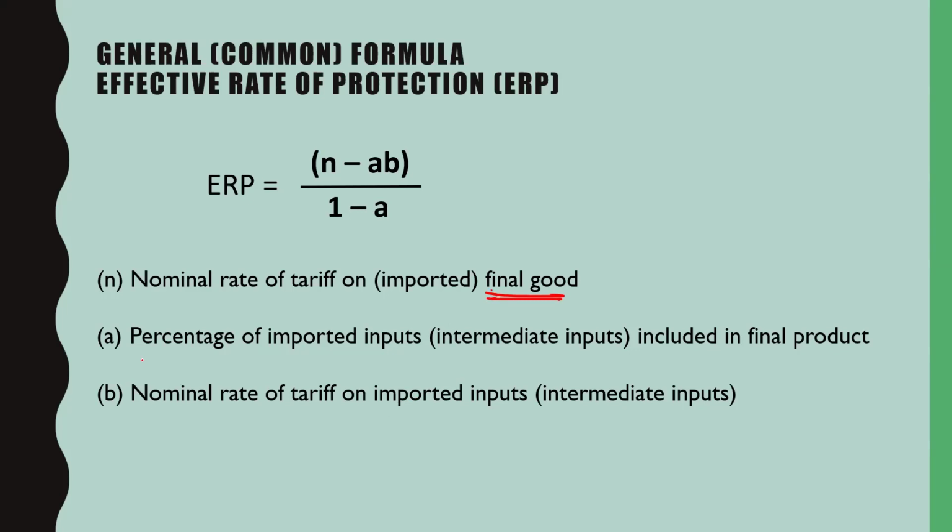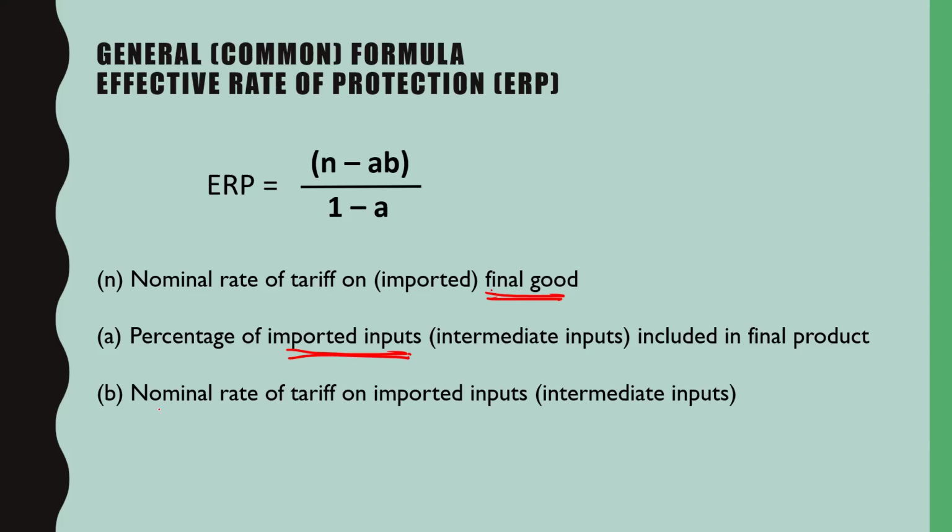Then what is A? A is a bit of an important or a new thing actually, which we need to calculate when we do a question. Percentage of imported intermediate goods, raw materials, included in the final product. This is not the percentage of tariff on the imports. That's the next point. This is, as a percentage, what is the amount of imported inputs in the final product? We'll do the question, you will see what that means.